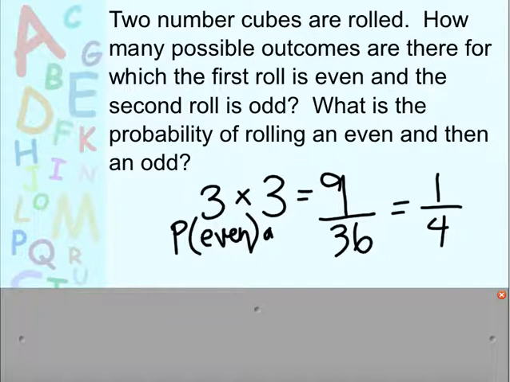And then the probability of getting an odd. Well, the probability of getting the even is 1/2. The probability of the odd is 1/2, so we get 1/4. This is the probability multiplication rule.